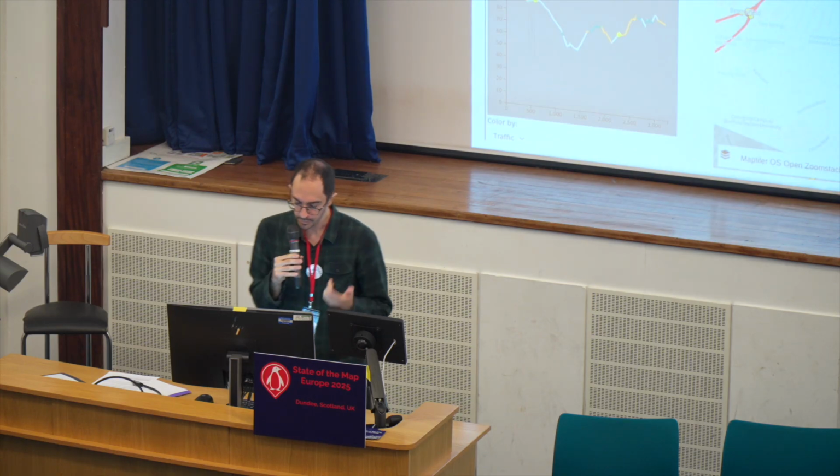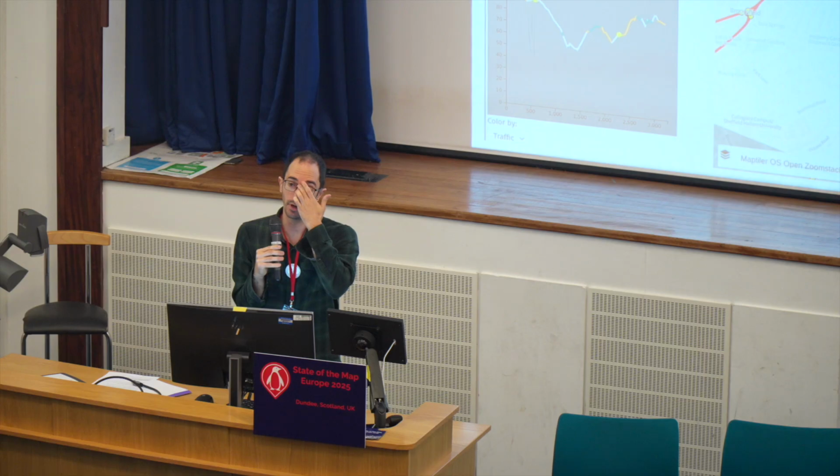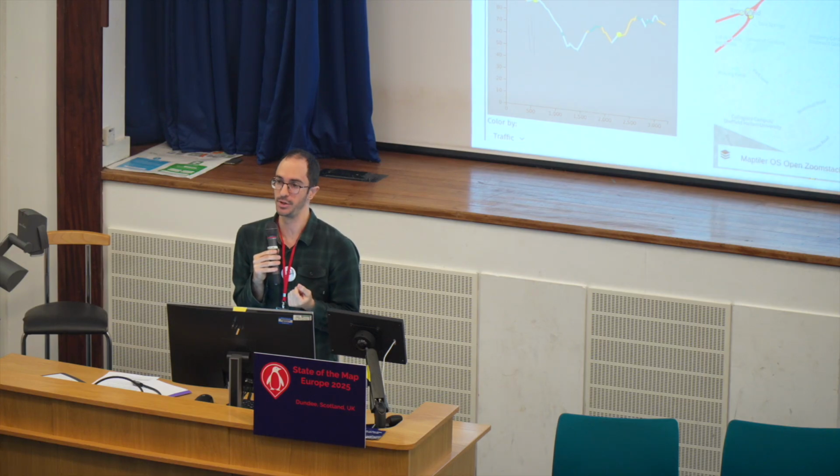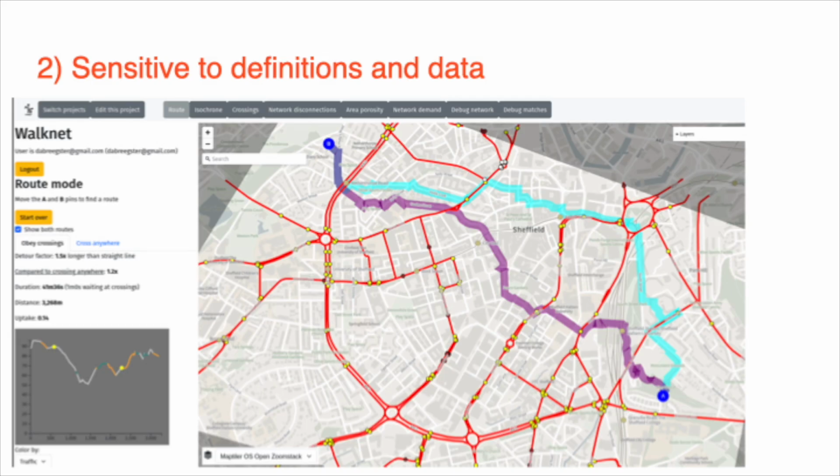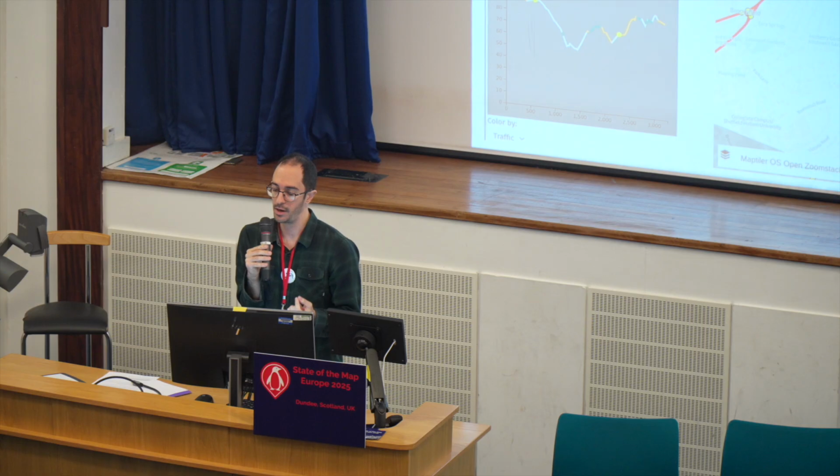Gonna skip that. But yeah, this routing model is extremely sensitive to both the definition of a severance and any missing data. So here are 2 routes through Sheffield, and you would expect the nicer looking one to be the purple one on the bottom, because it goes through the center. But in fact, if we do this strict thing of only crossing the severances at crossings, we are forced to do the blue one at the top, which looks really bad because it unnecessarily goes through that roundabout and avoids the center.